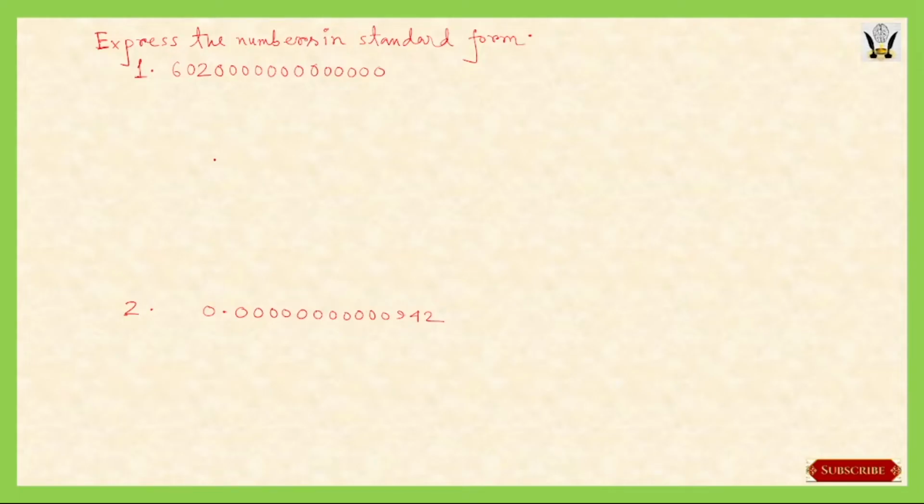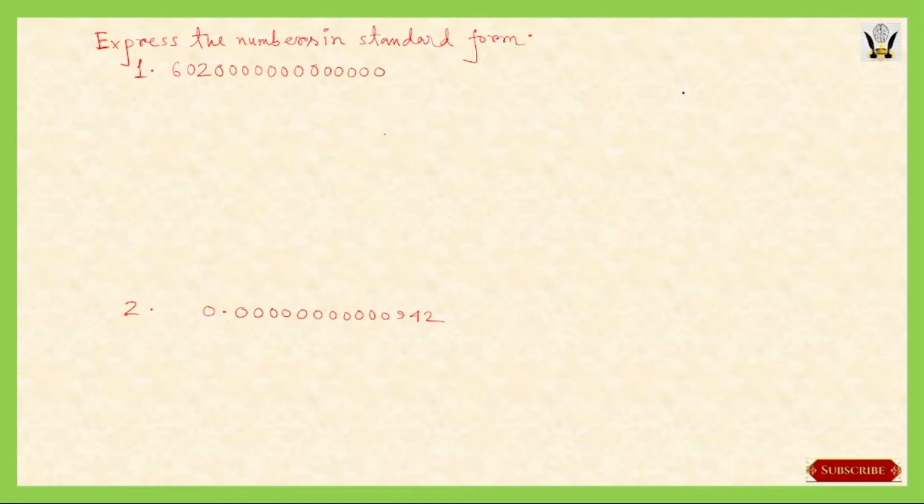Now here we have a few exercises that we will simplify definitely. But before that, let's have the concept of what we understand by usual form and standard form, and how we can convert from one form to another form. Now the number given here is 602, and after 602, if we count the zeros here, we have a total of 13 zeros after 2. So this form is a usual form. A decimal number is given.